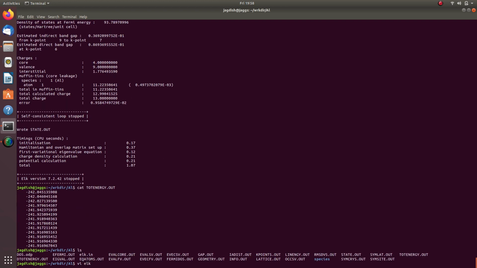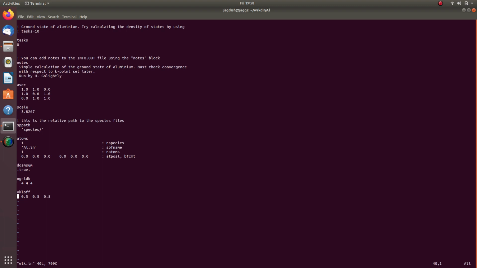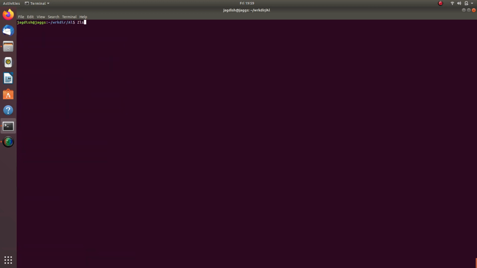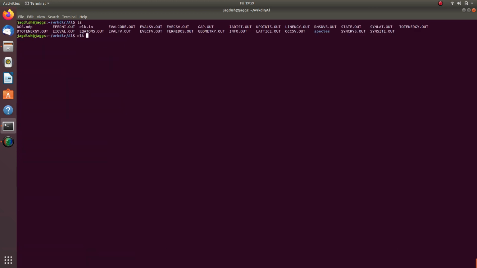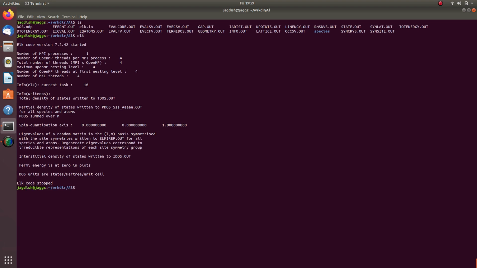Now we need to go to elk.in, and I hope they have mentioned even in the example itself that task 10 is for ground state electronic density of states. So here it is. We are done with this. Now you have to run the ELK code with task 10. So yeah, we are done with the ground state density also. It's very fast for simple cases at least.